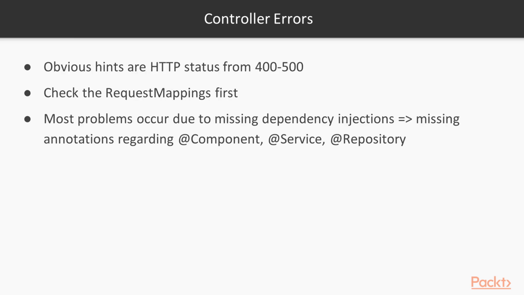Controller errors are those errors that throw HTTP exceptions in the range from 400 to 500. If you receive these errors, you should check your request mappings first. Most problems in controllers occur when you forget to annotate your beans with Service, Component, or Repository.